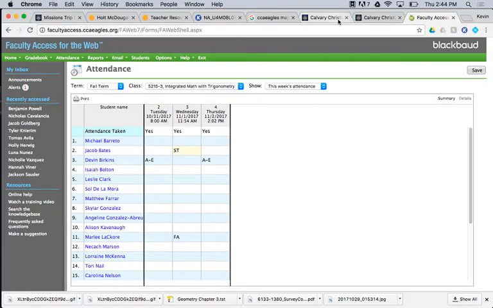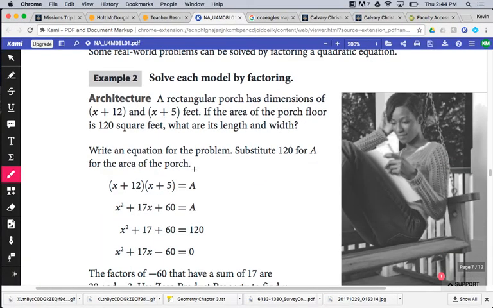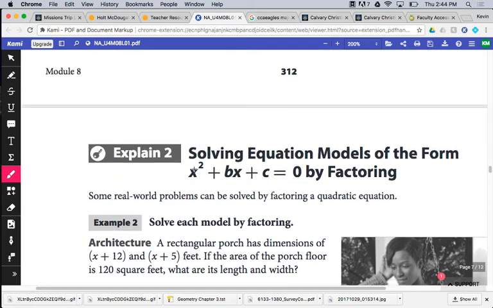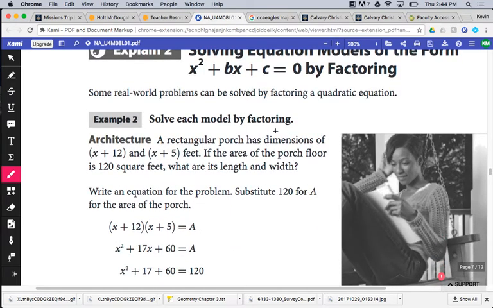Now, last part. Go ahead and read this paragraph on page 313 where it says architecture. Just read the paragraph.